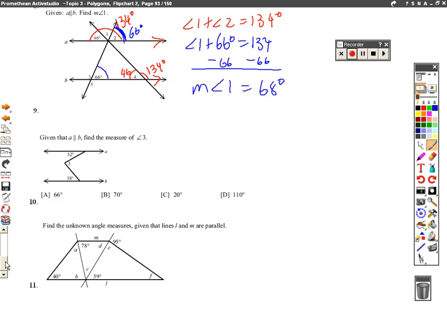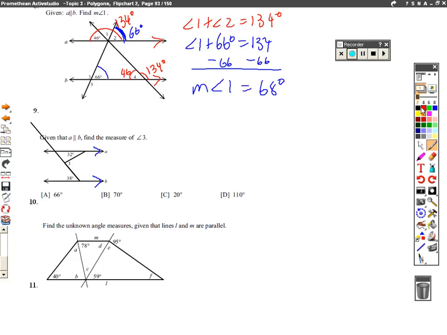Line A is parallel to line B. And we want to find the measure of angle 3. This one's definitely harder, so bear with me for a second. Sometimes we are going to need to just kind of add stuff to the picture by maybe extending lines. So I'm going to actually extend this transversal. Okay, I haven't changed it, I've just extended it.